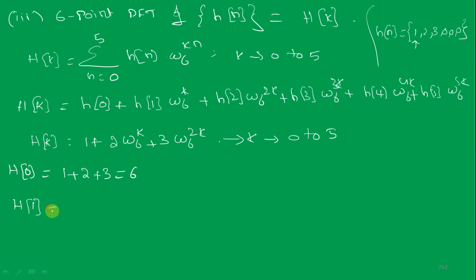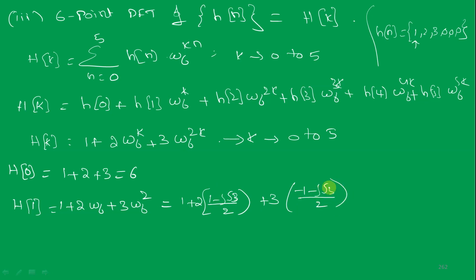What is the H of 1 here? 1 plus 2 W6 power 1, 3 W6 power 2. So here just substitute the values. So already found in the previous slide. Okay, what is the W6 power 1? 1 minus j root 3 by 2. Then plus 3 into W6 power 2 means minus 1 minus j root 3 by 2. Now here, simplify this one and then you can get the value like 1 minus j 5 root 3 by 2.